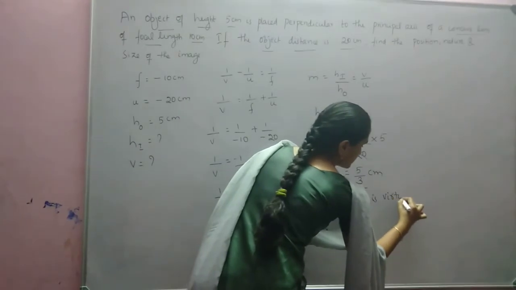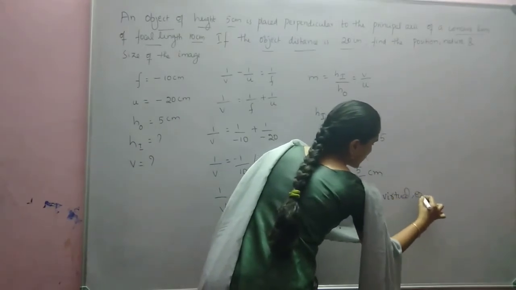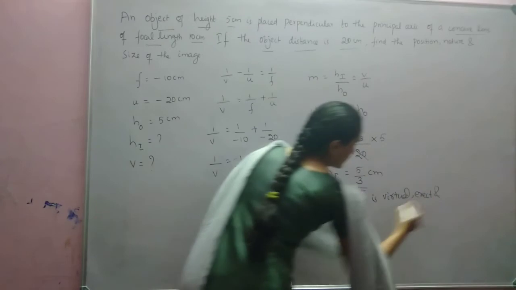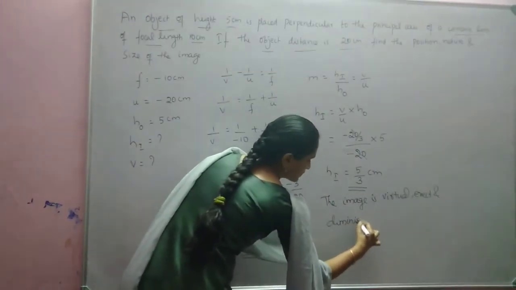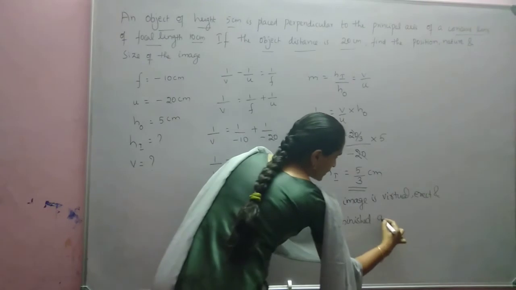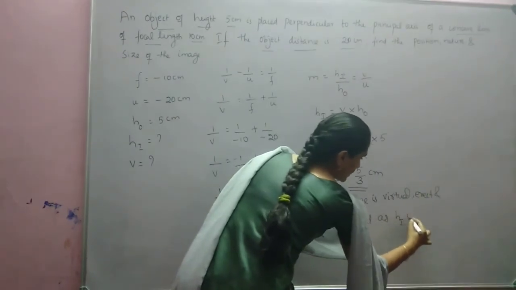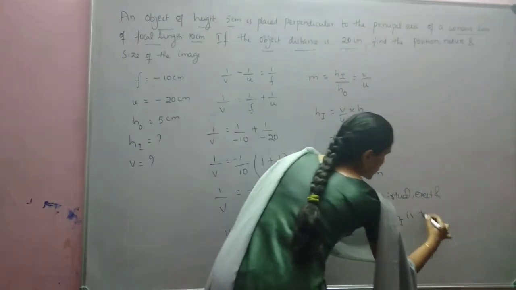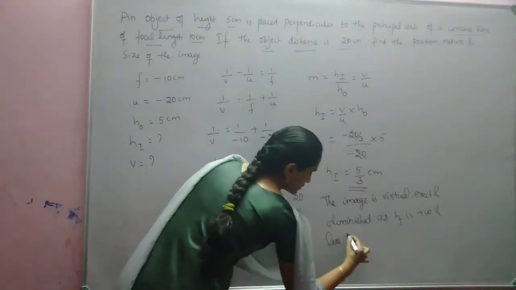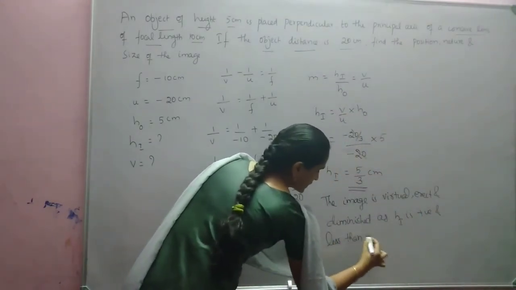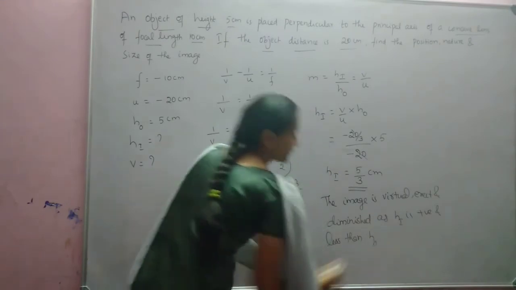virtual, erect and diminished, as HI is positive and less than the height of the object.